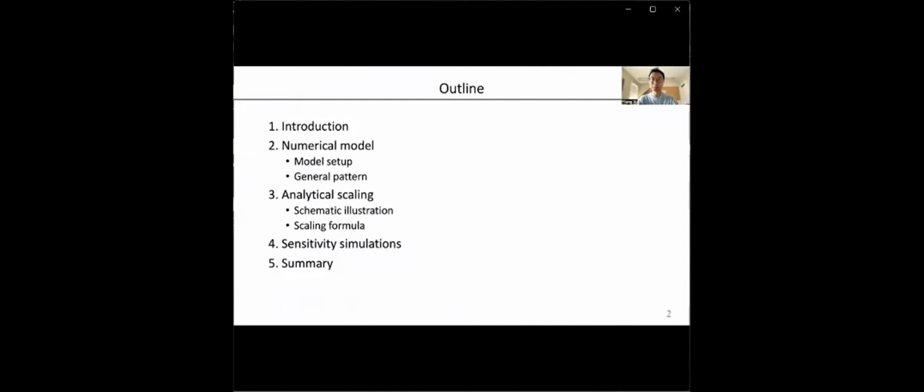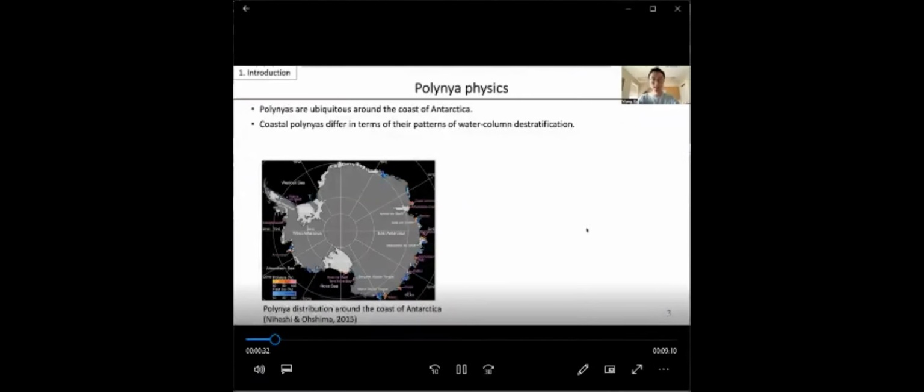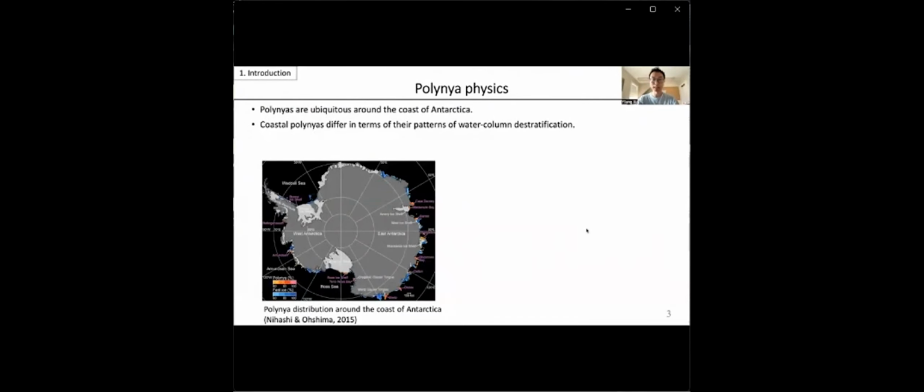Here is the outline of this talk. We have conducted numerical simulations, analytical scaling analysis, and have compiled their results. As we can see from the left figure, polynyas are ubiquitous around the coast of Antarctica.